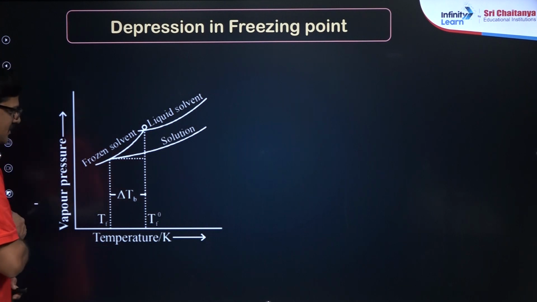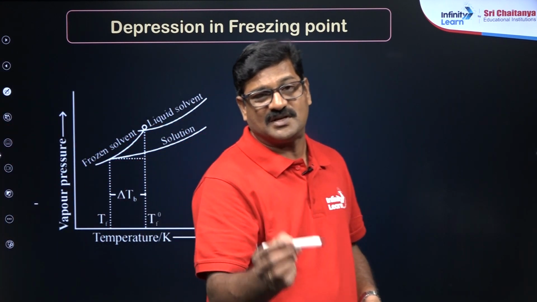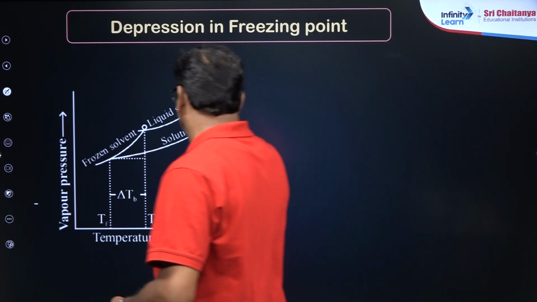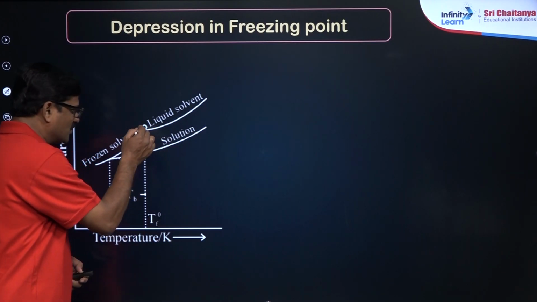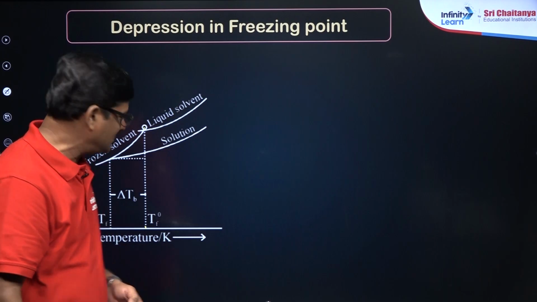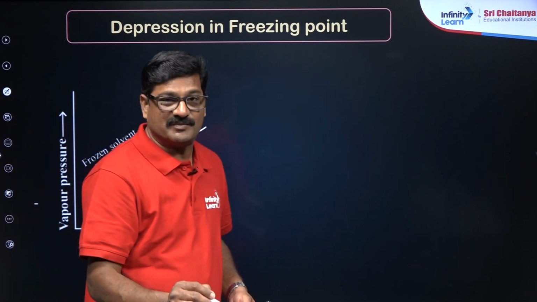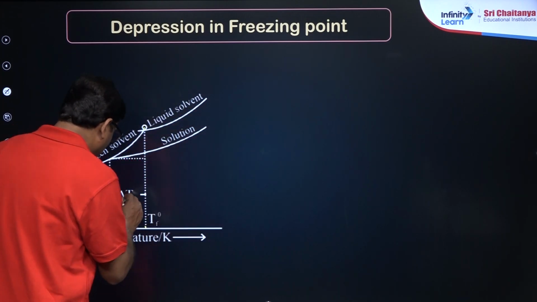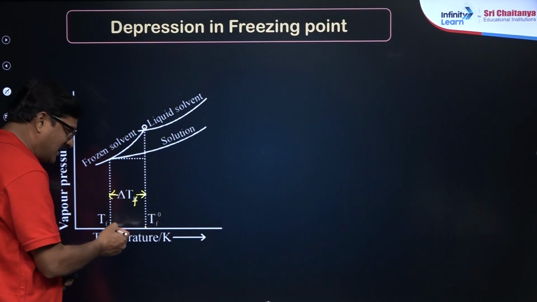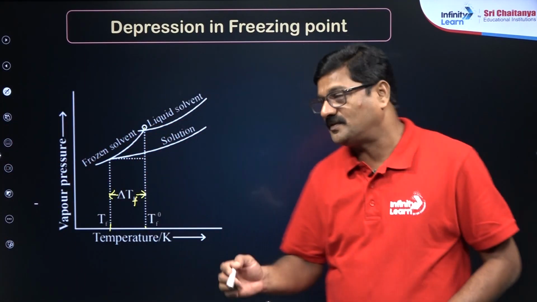And also depression in freezing point. The freezing point is the temperature at which the liquid vapor pressure is equal to its solid vapor pressure. So for the solvent the vapor pressure is going to be here. This is the temperature at which the pure liquid is freezing, and this is the temperature at which the solution is going to be freezing. The difference is going to be delta Tf, that is what you call the depression in the freezing point.